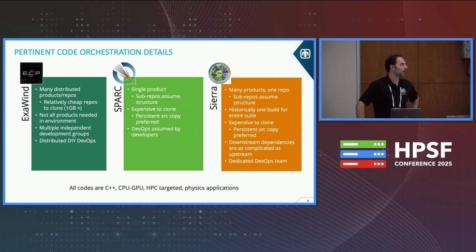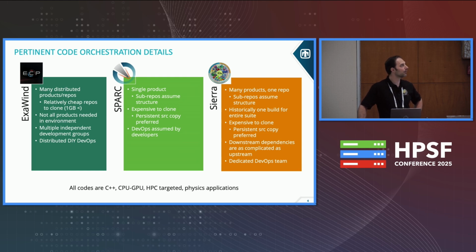Spark is a single product. It is another CFD application. They do have some bifurcation within the code, but basically they assume we will always have this structure and this layout when we build Spark. It is substantially more expensive and an investment to clone and to deal with all the data related to that product than Exawind by itself for development. And so people prefer a persistent copy of the source that exists. I would say the DevOps efforts here, they are assumed by the developers, but they are definitely more targeted and more concentrated than in Exawind.